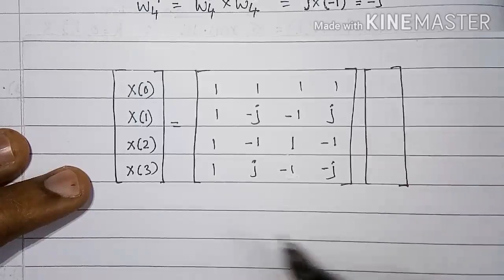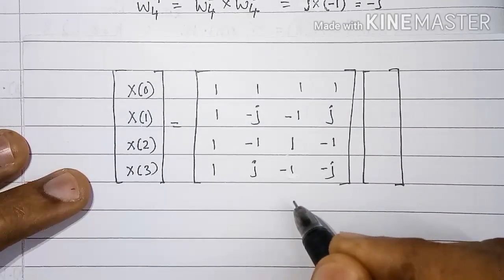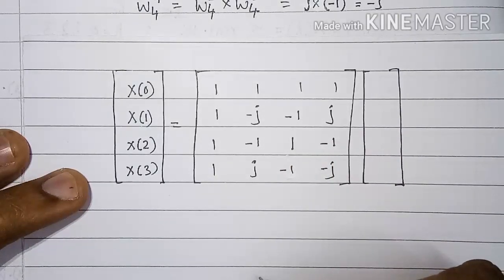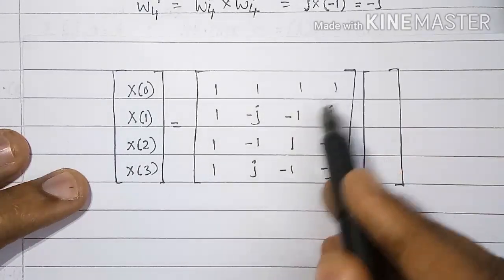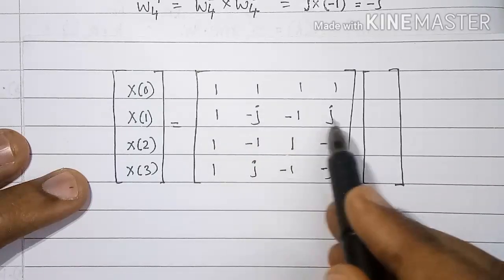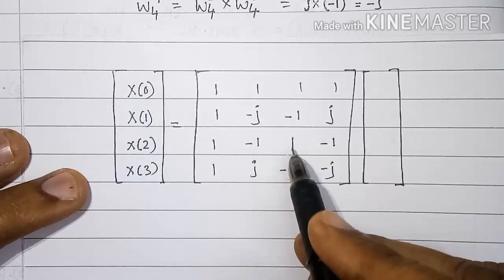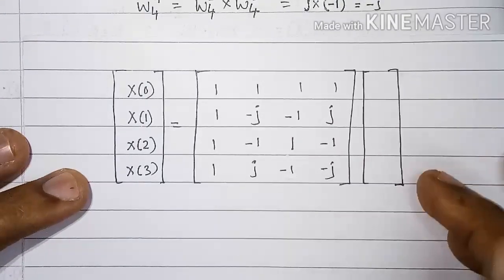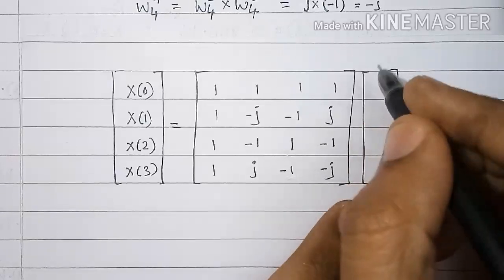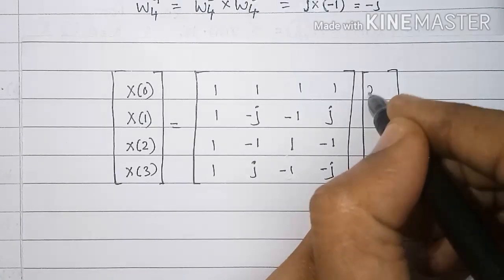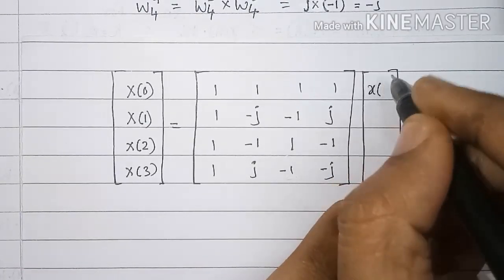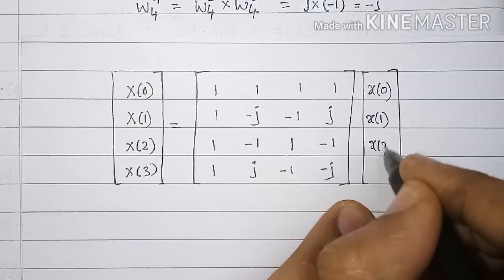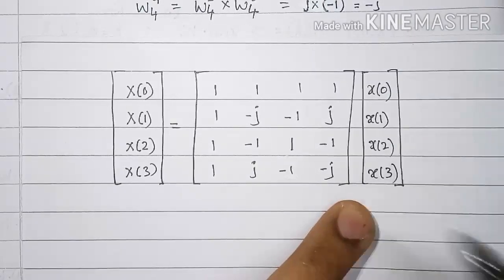So now we can put the values of the various twiddle factors in the matrix this way. 1 1 1 1, 1 minus j minus 1 j, 1 minus 1 1 minus 1, 1 j minus 1 minus j. And here we have to write the values of x of n, that is x of 0, x of 1, x of 2, x of 3.